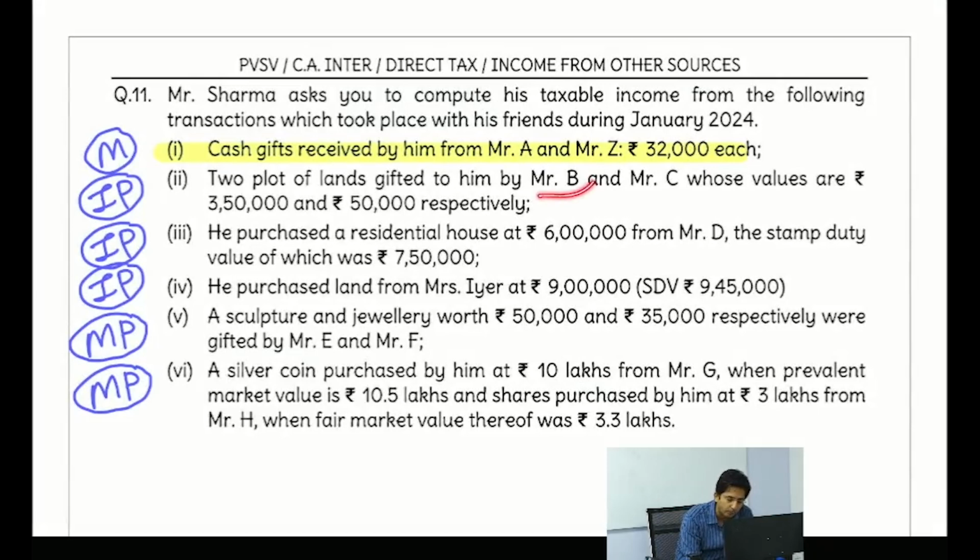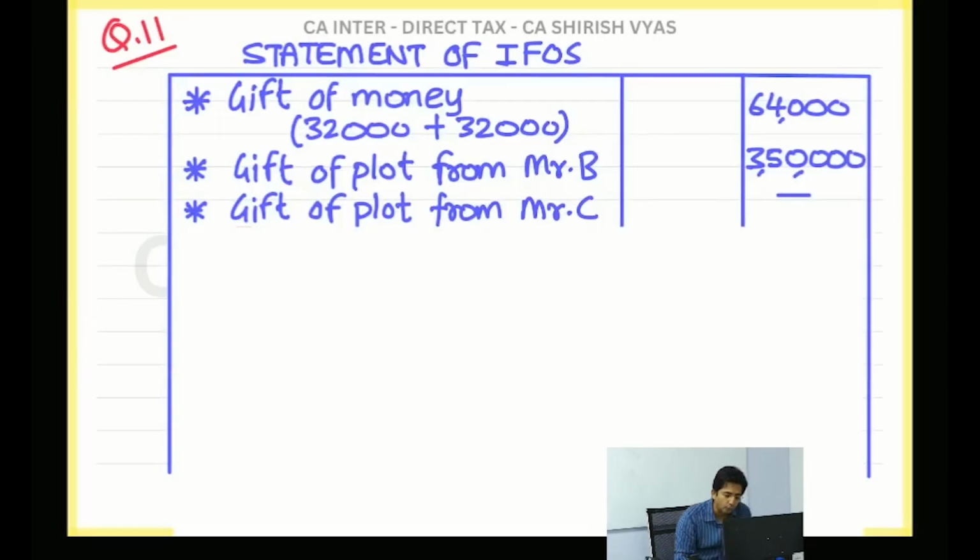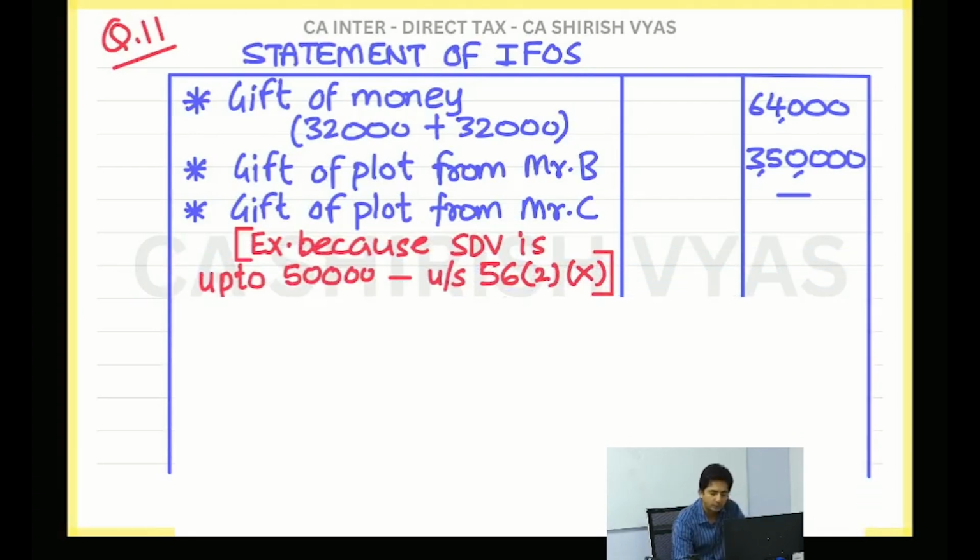Gift of land from B and C. First I wrote gift of plot from B, having value of 3,50,000, taxable. The other was below, so it will be exempt. Look at this. For this dash, what reason have I given? Exempt because stamp duty value is up to 50,000. Under which section? 56(2)(x). Before starting this sum, I told you the section of this. It is exempt.